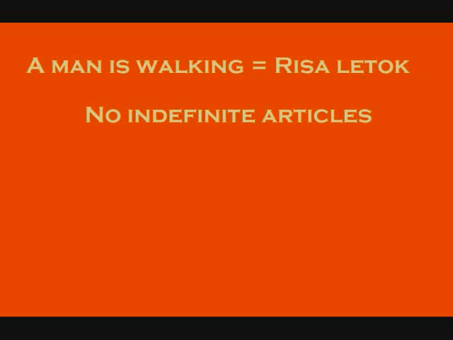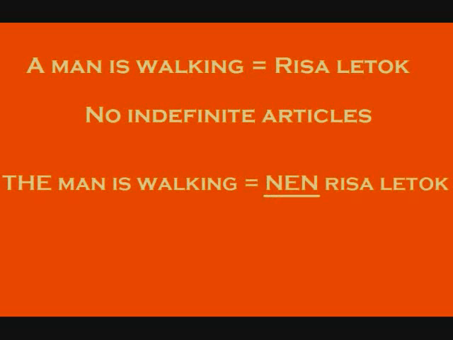However, if you wanted to say the man is walking, you'd say nen risa letok. Nen is the word for the definite article. So, to say a dog is jumping, you'd say bava alyok. But to say the dog is jumping, you'd say nen bava alyok.